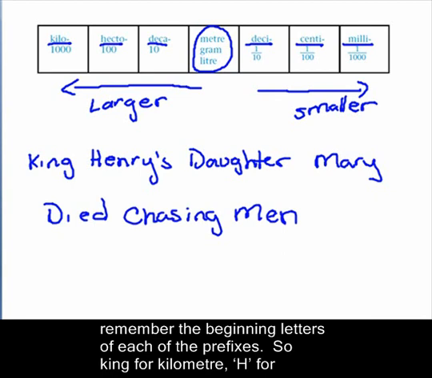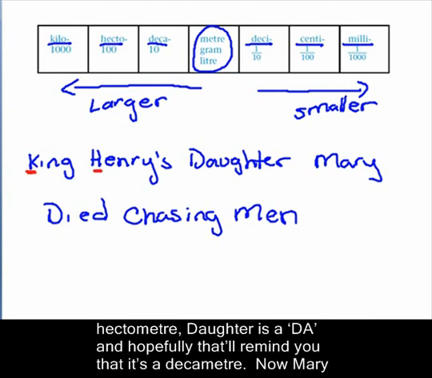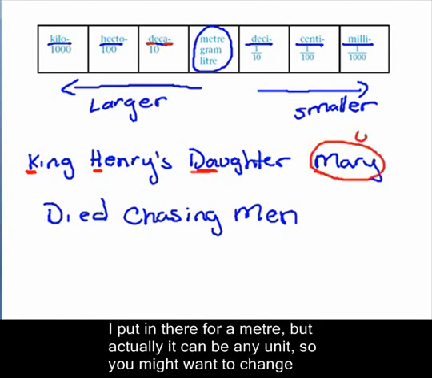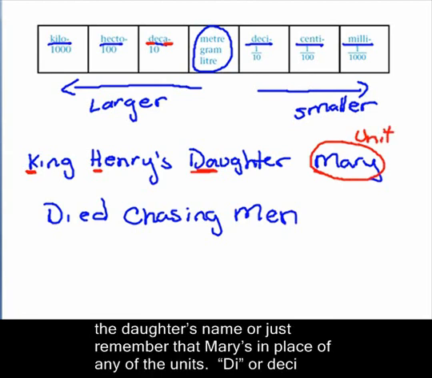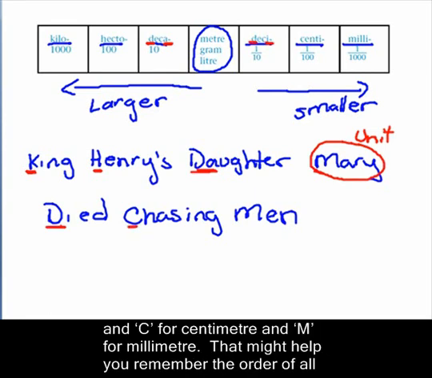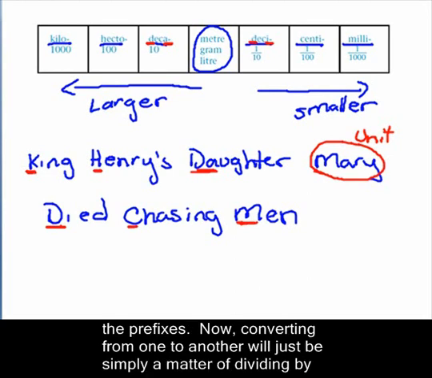So it's just a funny little rhyme to help you remember the beginning letters of each of the prefixes. So king for kilometer, H for hectometer. Daughter is a DA, and hopefully that'll remind you that it's a decameter. Now, Mary, I put in there for a meter, but actually it could be any unit. So you might want to change the daughter's name, or just remember that Mary's in place of any of the units. DI for deci, and C for centimeter, and M for millimeter. That might help you remember the order of all the prefixes.